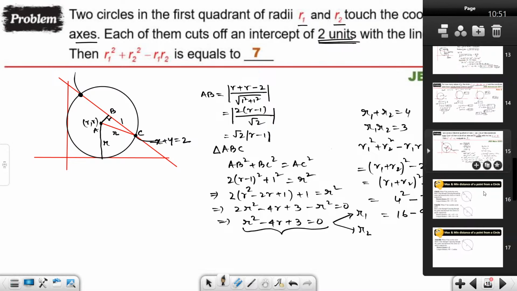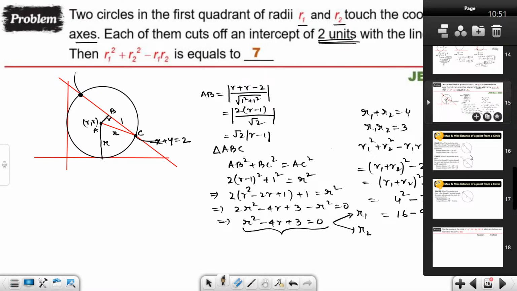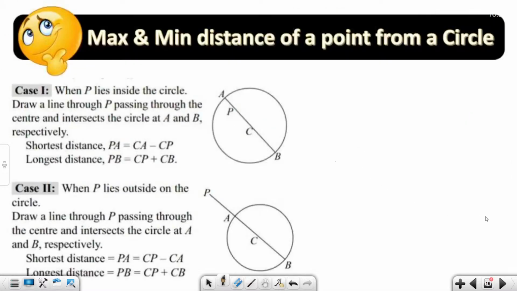Okay, so we have done a lot of sums. So let us just move to the next concept, which is the maximum and minimum distance of a point from a circle. There is a circle and we have to find out the maximum and minimum distance of a point from the circle.